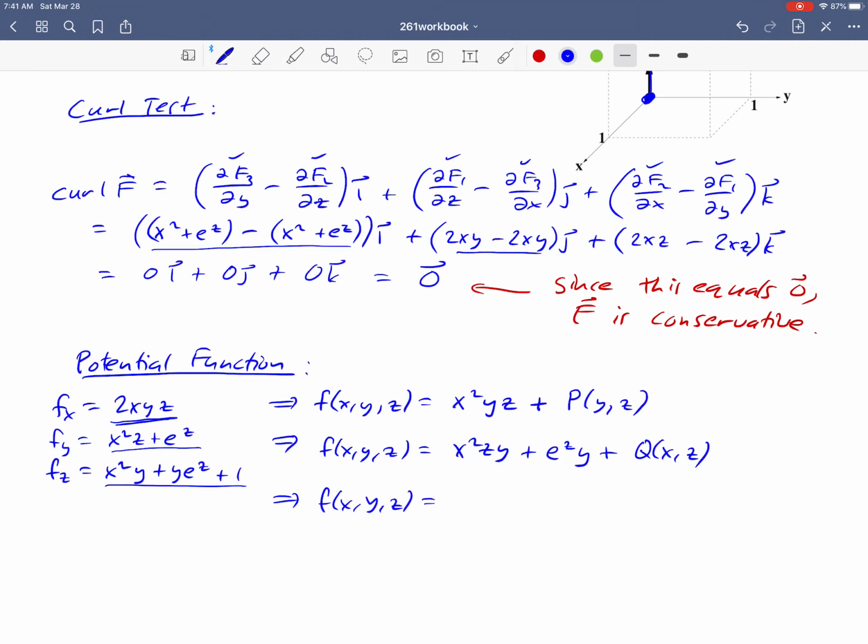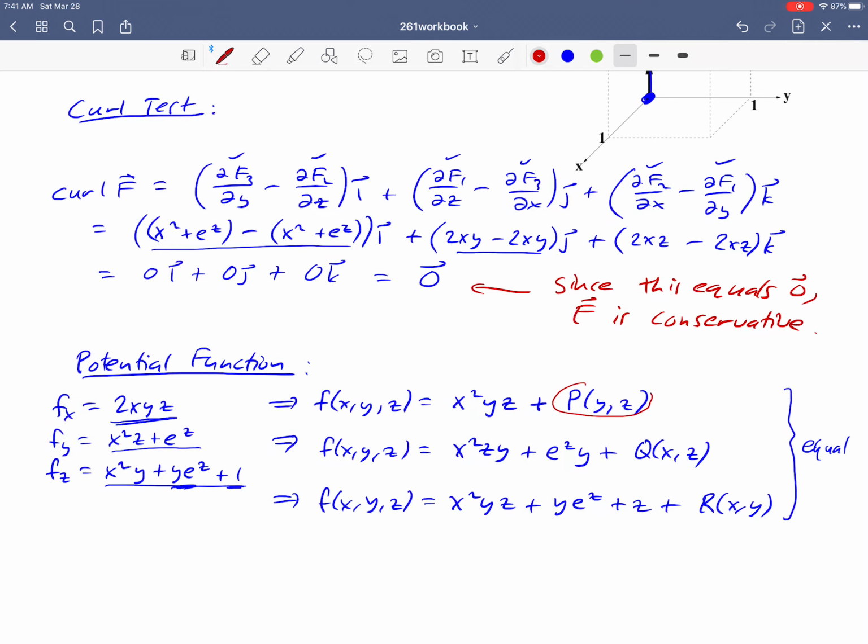Okay, and then finally, we're going to integrate our third component with respect to z. Okay, so we're treating x's and y's as constants, so if we integrate x squared y, we're going to get x squared yz. Okay, if we integrate the second term here, the y e to the z, y is a constant. If we integrate e to the z, it's going to stay e to the z, so that term stays the same. Okay, and then finally, we need to integrate 1 with respect to z, so that's going to give us a z. And again, there's a constant, because this is an indefinite integral, and the constant may very well include x's and y's this time.